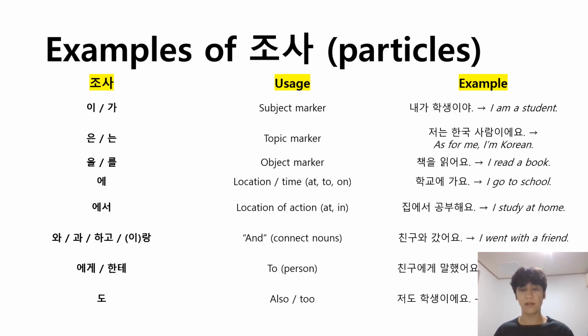Right? And 도, that means 'also' or 'too.' So, 나도 학생이야, I'm also a student. 나도 외국인이야, I'm also a foreigner. It doesn't change a word, but it just adds some grammatical function, right? That's 'also' or 'too.'